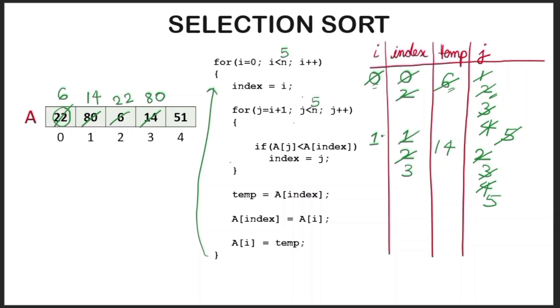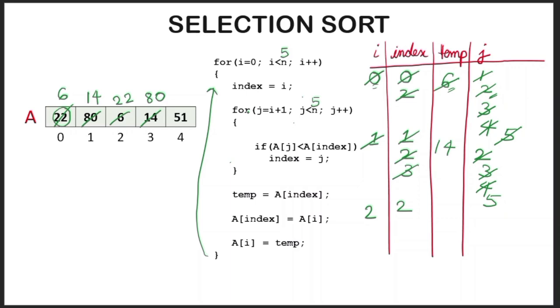So now the value of i is incremented from 1 to 2. And we check the condition. Is 2 less than 5? Yes, the condition is true. We enter the body of the outer for loop, that is index is equal to i. So the value of index is your i, that is 2.